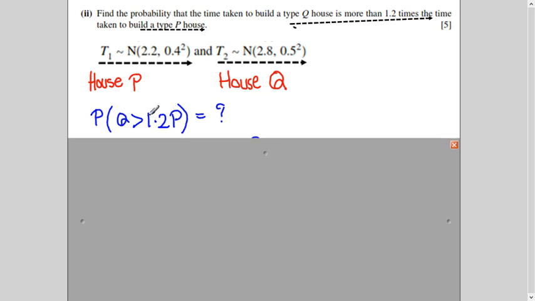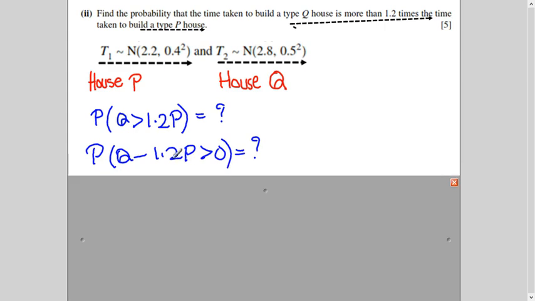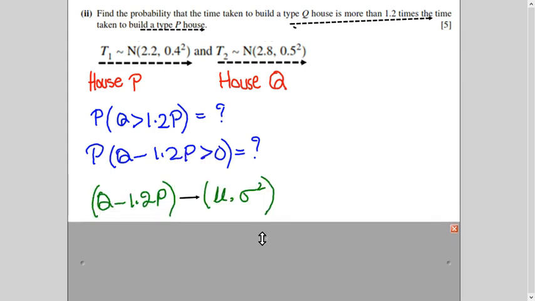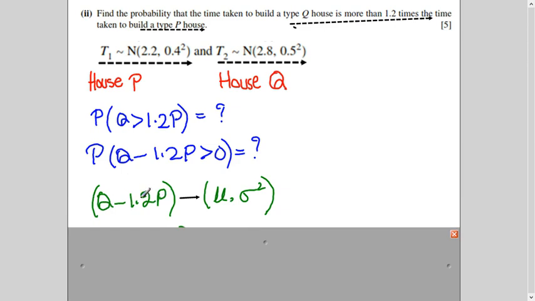It's extremely important. When you understand this language, you need to put it in mathematical notation so that you can solve it. Q is greater than 1.2 times P. So now I will find Q minus 1.2P greater than 0. So now I will find mu and variance for this. First of all, let's find it out and then we will change it into Z. The slide I showed you earlier shows how we find the mean. So now I will find the mean and variance of this Q minus 1.2P.